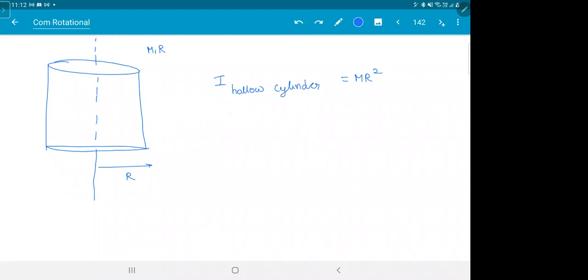Okay, put down the shapes. So next class when we meet, we'll continue with more shapes. So this entire moment of inertia, right?